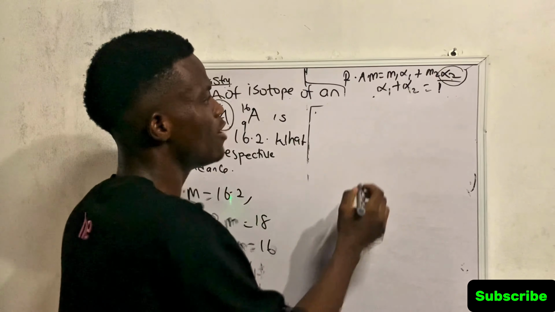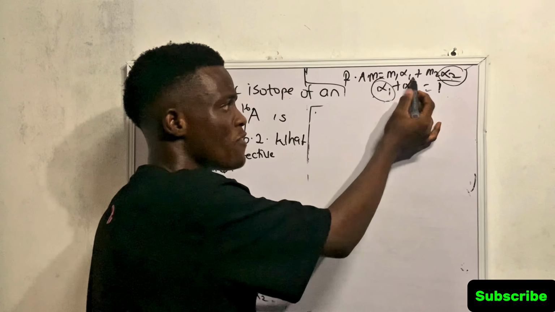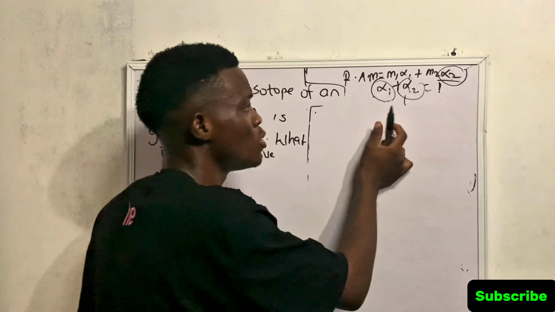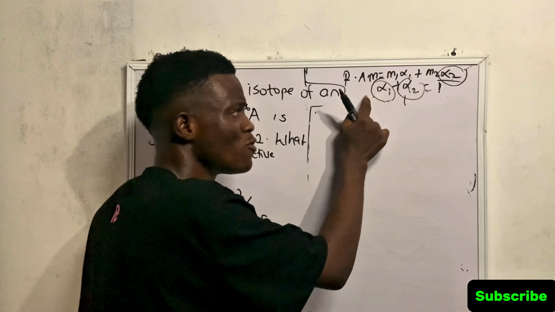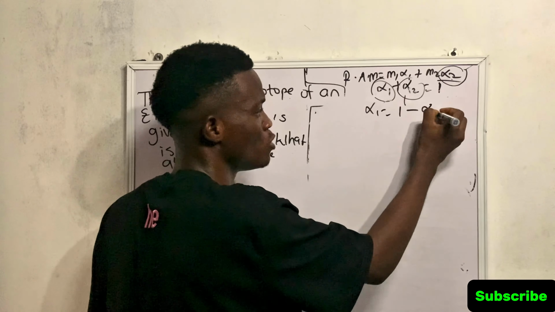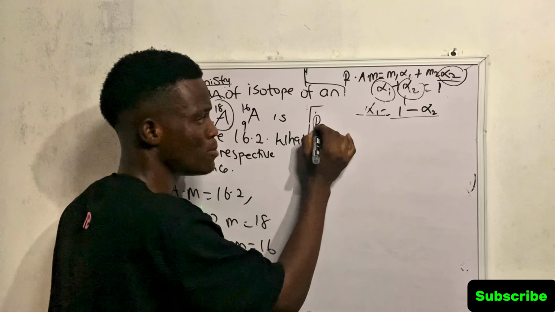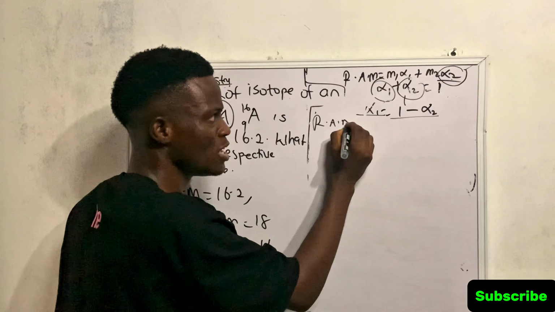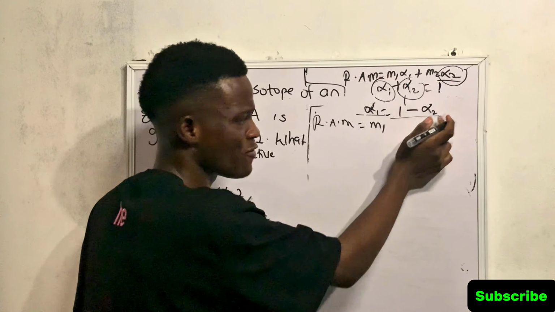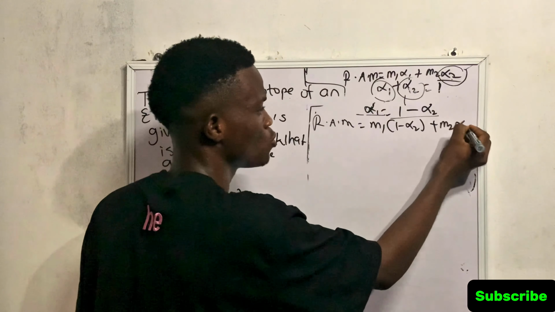Now, if you remember the other time when we are looking for alpha 1, I make alpha 2 the subject of the formula. But now I'm not looking for alpha 2, so I have to make this one the subject of the formula. That means alpha 1 is equal to 1 minus alpha 2. Anywhere I see alpha 1, I will put 1 minus alpha 2. So my RAM is equal to mass 1, with alpha 1 as 1 minus alpha 2, plus mass 2 alpha 2.